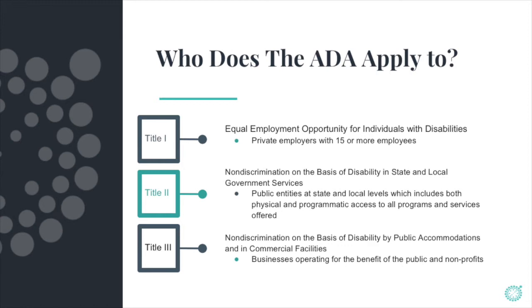And that's public entities at state and local levels, which includes both physical and programmatic access to all programs and services offered. And then there's Title III. This is the non-discrimination on the basis of disability by public accommodations and in commercial facilities. This is businesses operating for the benefit of the public and nonprofits.